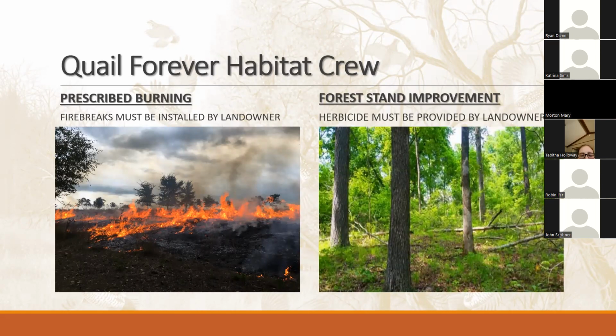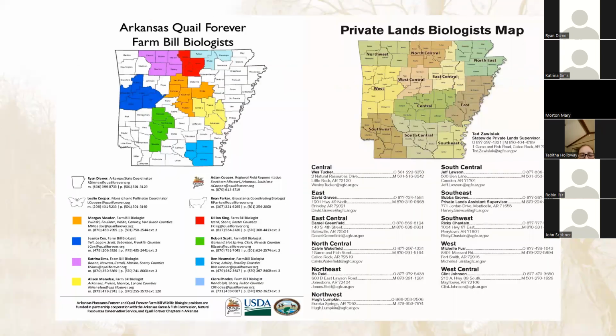And I'd also want to mention our Quail Forever Habitat crew. So we have a crew here in Arkansas. If you draw a diagonal line, kind of catty corner through the state, they cover that northern section. But they do prescribed burning for landowners at no cost, as long as you have your fire breaks installed. And they also do some forest stand improvement or thinning projects. So if you're interested in any of that, that's another program that's out there that can potentially assist you in doing some forest management.